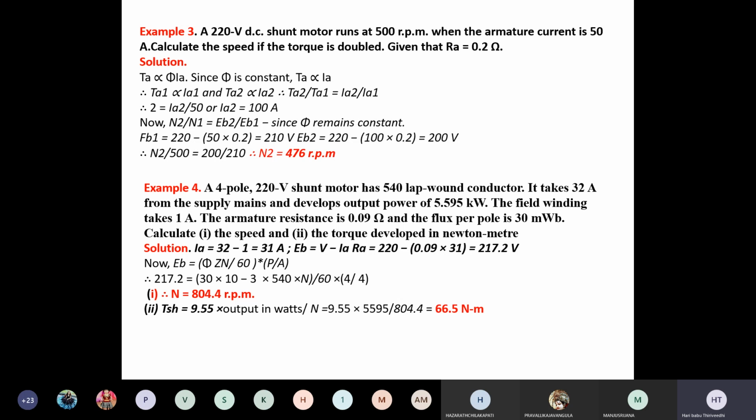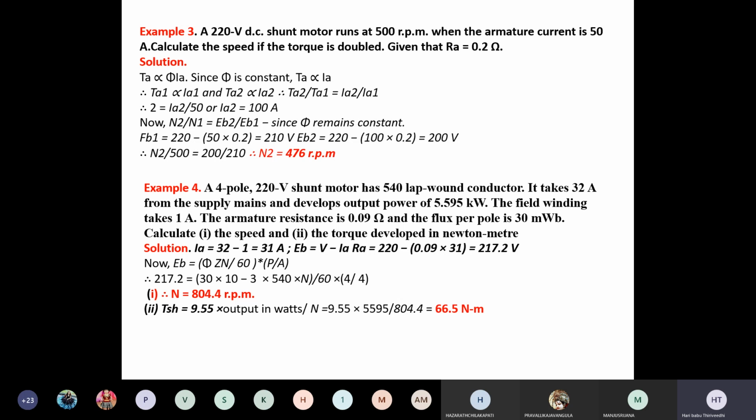Look at problem 3. The first two problems are based on the torque equation. Now the third problem is based on speed control methods. A 220 volt DC shunt motor runs at 500 rpm and the armature current is 50 amperes, right? Calculate the speed if the torque is doubled, given that RA is equal to 0.2 ohms.